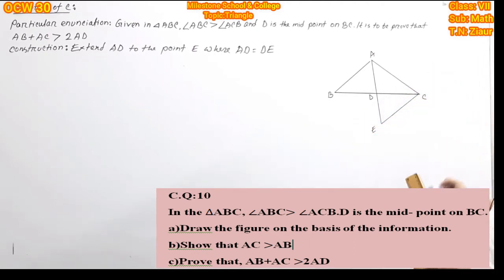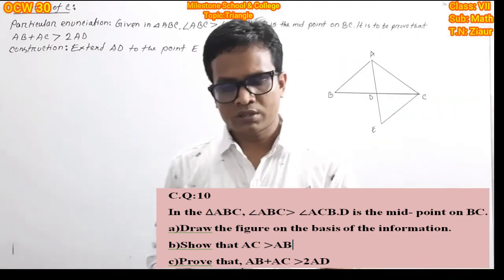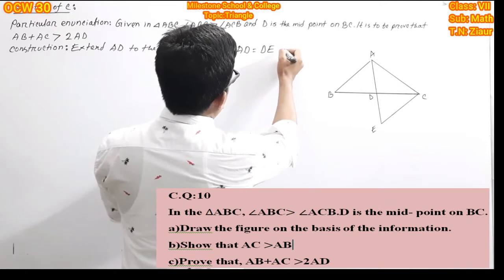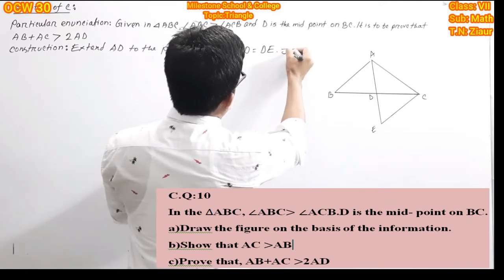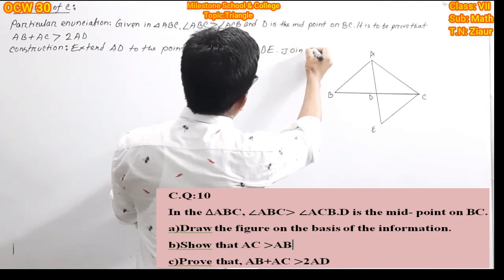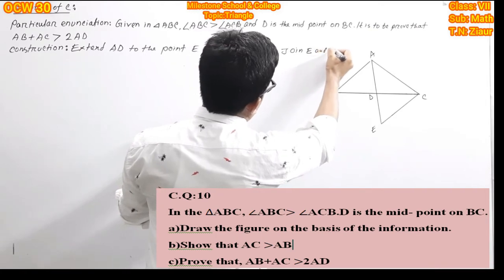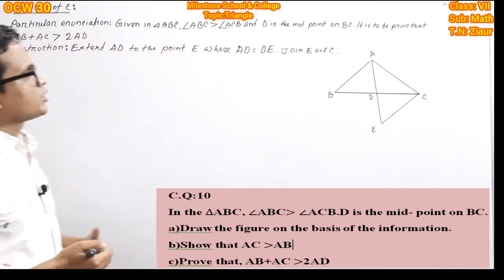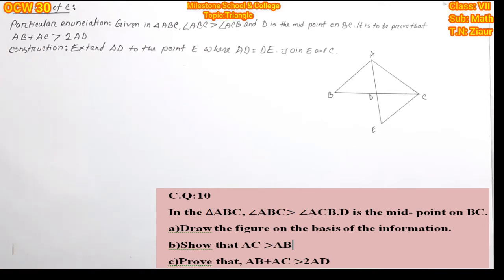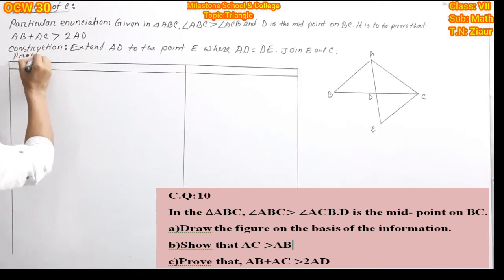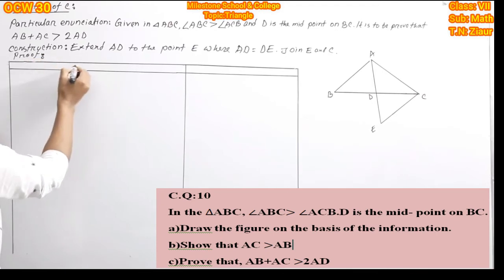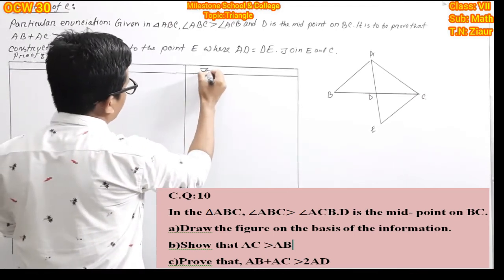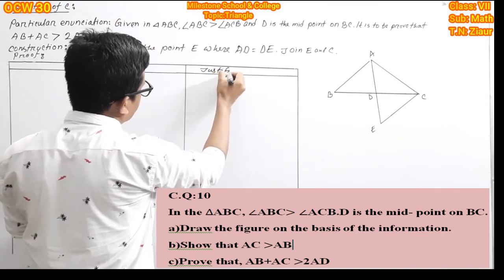Okay, join AC. Now students, now we have to write: join AD, join E and C. Okay, join E and C. So already you have joined. Now we have to prove this one. Okay, now proof. So we have to write steps and justification.